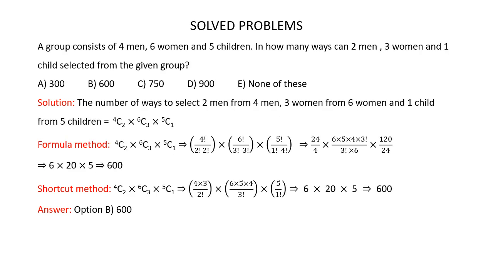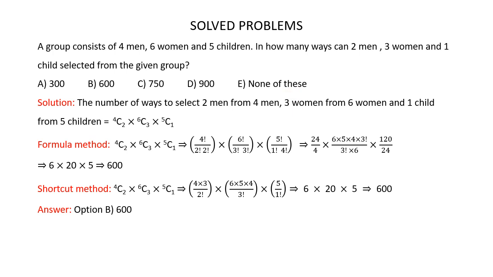A group consists of 4 men, 6 women and 5 children. In how many ways can 2 men, 3 women and 1 child be selected from the given group? Here you are given 5 options and you have to find out which of these options is the correct one.